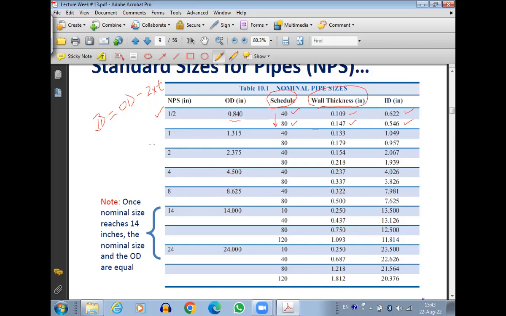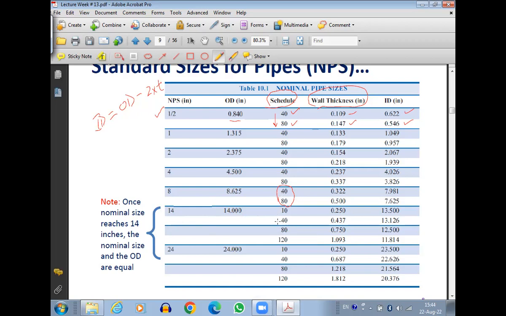Similarly, for a 1 inch nominal pipe size, the outer diameter is 1.315. Again, you have schedule 40 and schedule 80. Corresponding to that, you have wall thicknesses, and then you can find the inner diameter. Similarly for the 2 inch, 4 inch, and 8 inch nominal pipe sizes. You can see here that from ½ inch till 8 inch, you have 2 schedules available in the market, 40 schedule and 80 schedule. But after 8 inch nominal pipe size, let's say we talk about the 14 inch nominal pipe size, you have different schedules.